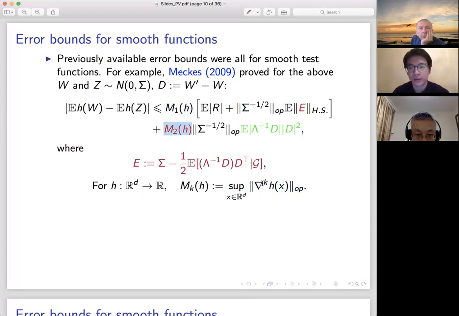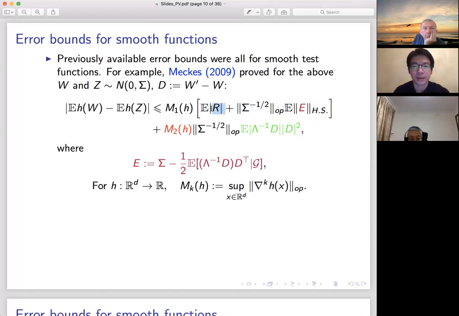So M1 is just the Euclidean norm of the gradient of test function H. M2 is the Hessian matrix, the operator norm of the Hessian matrix. So we see that we also need the H to be second order differentiable to apply this bound. Now there are other quantities involving W appearing in the upper bound.